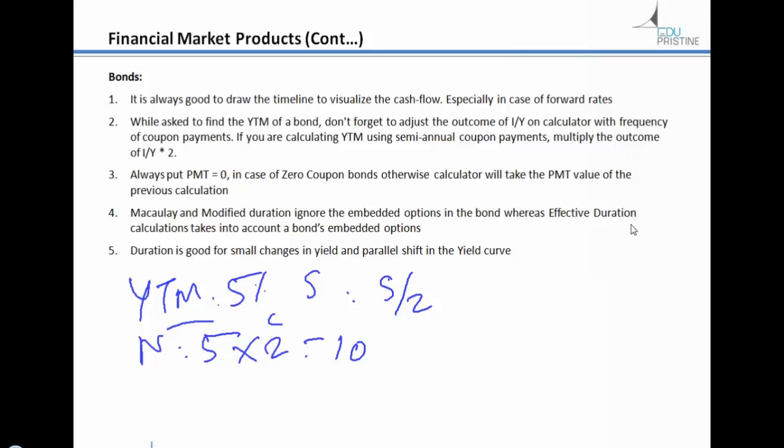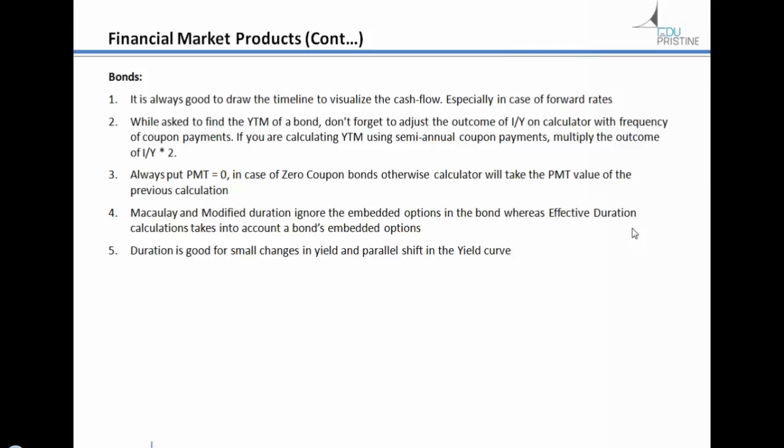Another important point is always put PMT equal to 0 in the case of zero coupon bonds, because there is no cash flow associated with one. The best practice is to always reset your calculator. If you reset your calculator, many things will be very clear to you, and you will not be influenced by the previous question you have calculated and its input values. So always reset your calculator after each and every question.